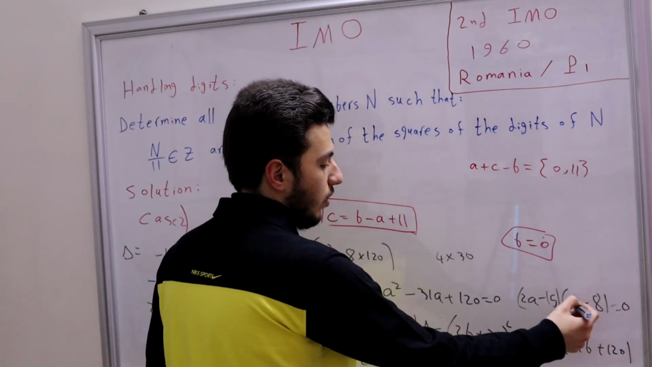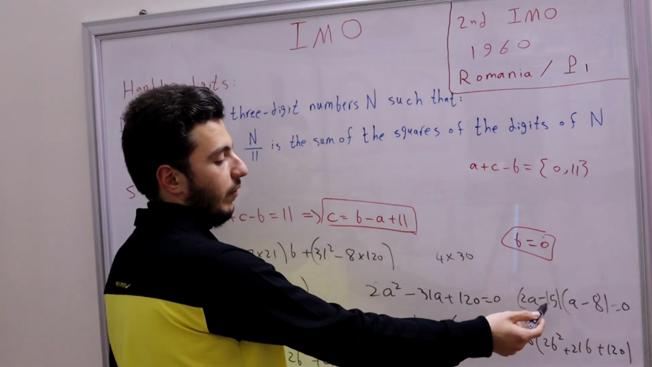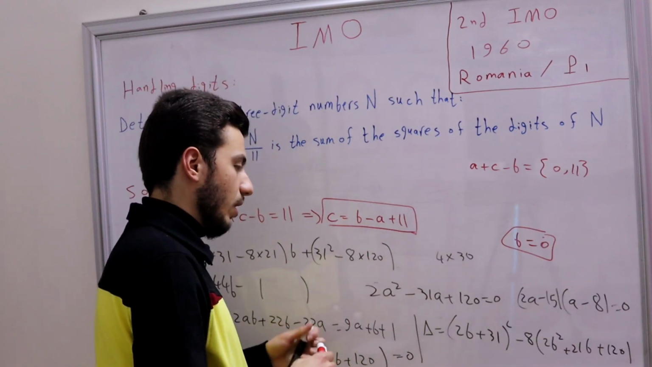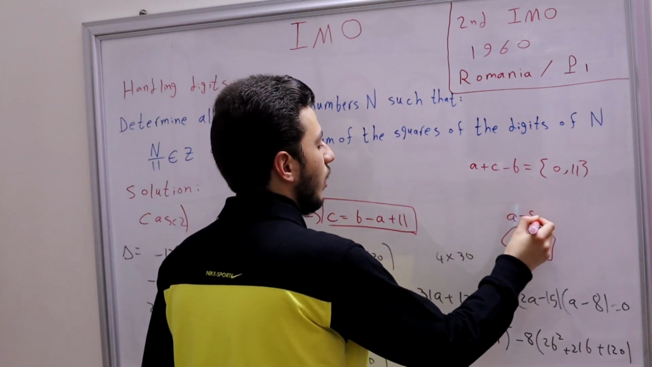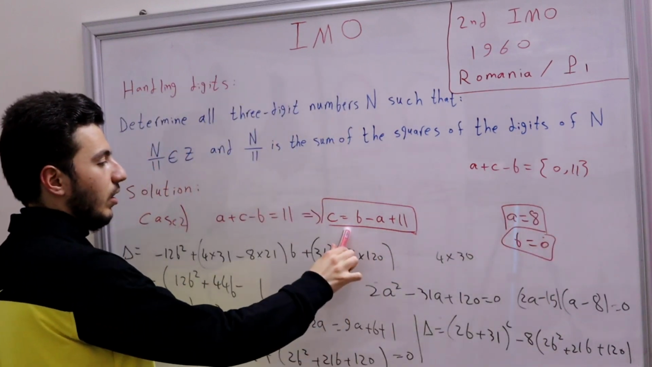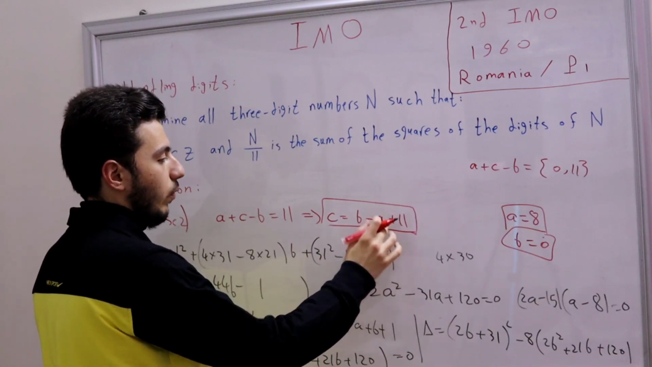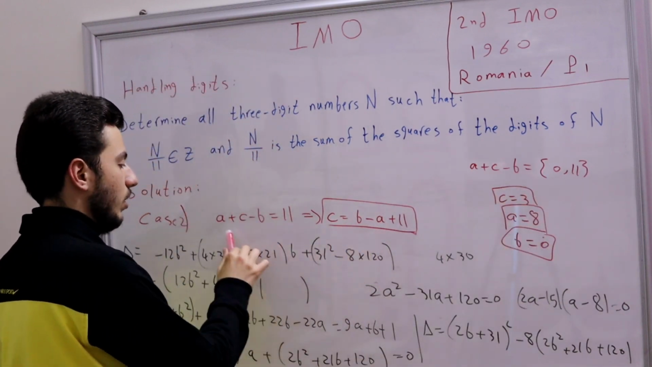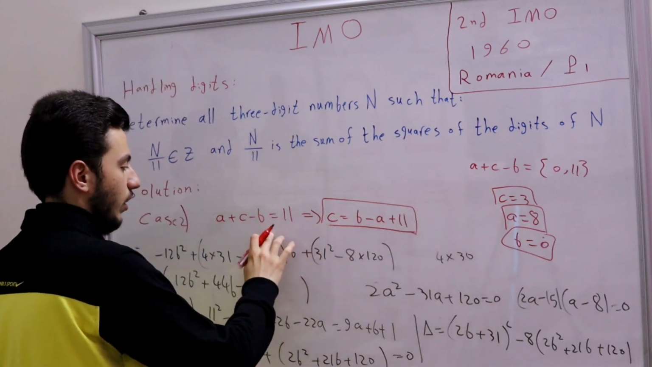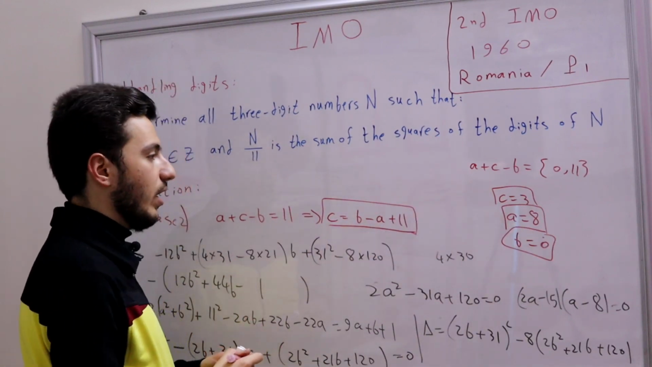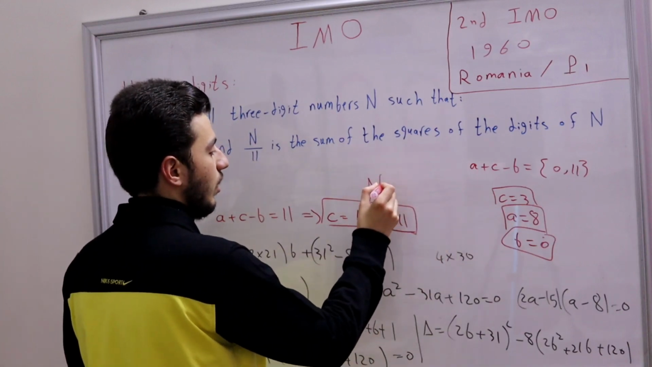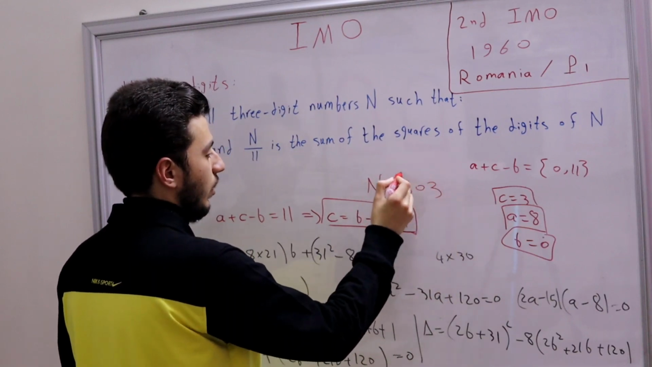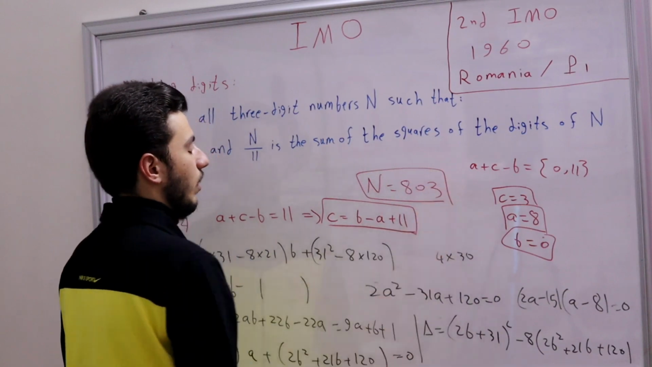So that means that simply a equals 8, because 2a cannot be 15, because that means that a is not an integer. So a is 8, sorry. So that means that a is 8. Okay, and what is c? Well, c is simply 3. Okay, great. So that means a plus c is 11 minus 0, which is 11. Great. So that means that our number in this case is n equals 803. Exactly. So this is n in this case.